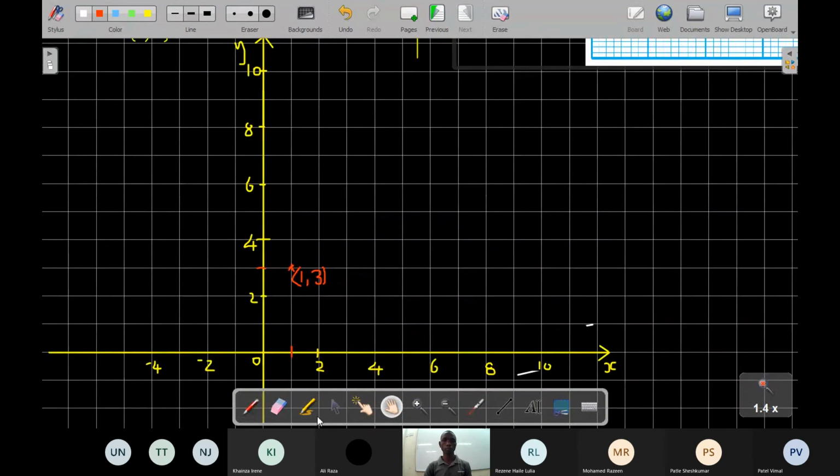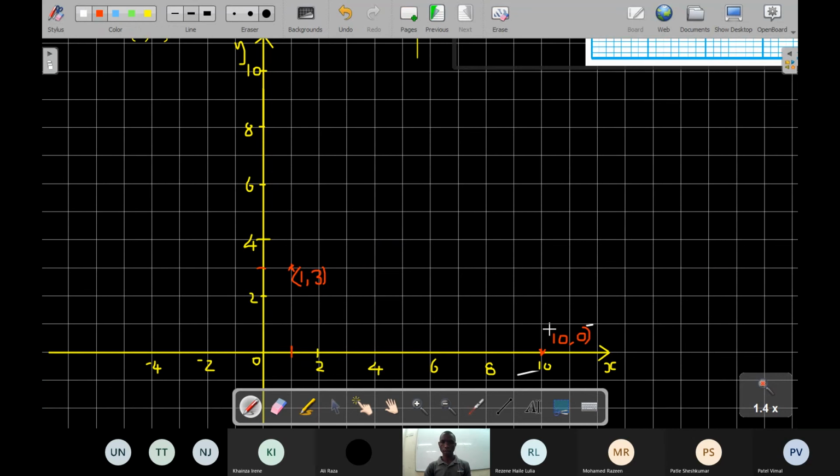10 on the horizontal, which is positive, +10. +10 is here, and then 0 on the vertical axis. So that point is here at 10 on the horizontal. Okay, that is (10, 0).